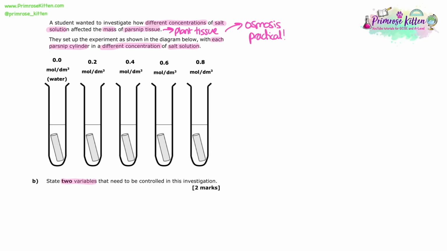Okay, so part B, state 2 variables that need to be controlled in this investigation. So hopefully we know when it says controlled here, it's asking for variables that we would need to keep the same in the experiment.